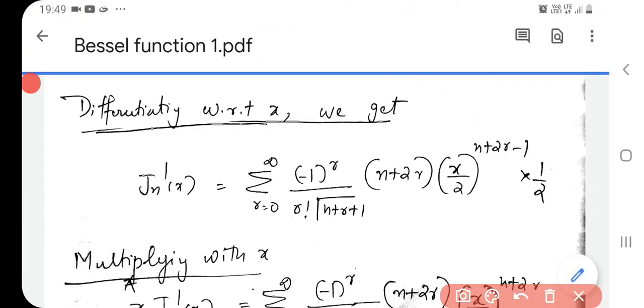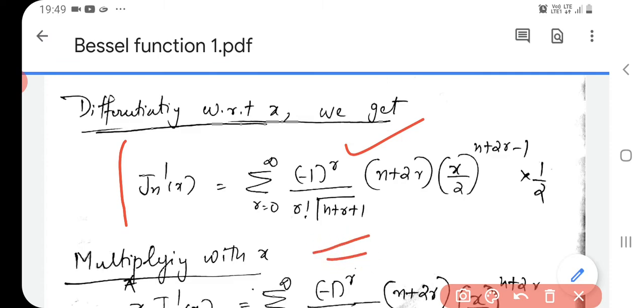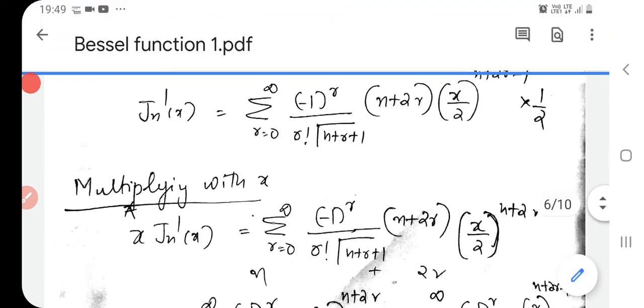Jn prime of x equals sigma r equal to 0 to infinity, minus 1 to the power r over r factorial gamma n plus r plus 1. And as you differentiate this, you get n plus 2r here, and the power here will be n plus 2r minus 1. And as you differentiate x by 2, you will be getting half here. So this is our Jn prime of x.